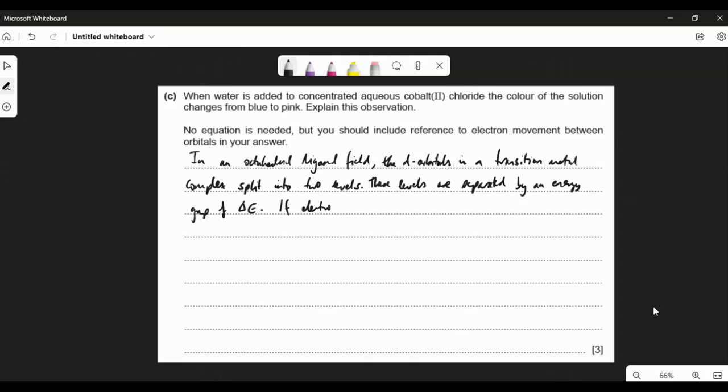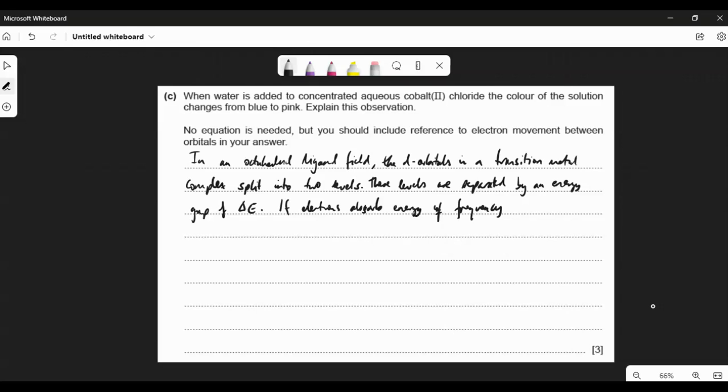If electrons absorb energy of frequency, I'm not writing this very well, am I? But I'm rushing to go out now, so I'm going to do this quickly.